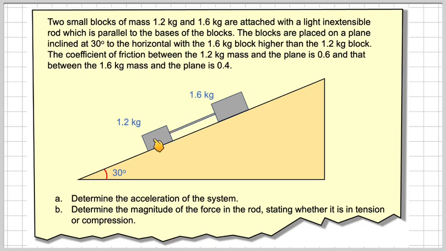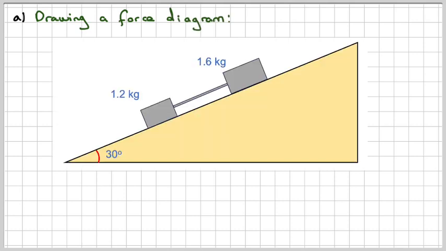Okay, so we're going to assume that the system will try to slide down the slope. So we're going to draw a force diagram, which is always a good step in a mechanics problem. Drawing the diagram, we have the weight of the 1.2 kilogram block, which is 1.2 g newtons. We have its normal reaction, which we're going to call R1. We have a tension in the rod acting up the slope, and we have a frictional force as it's tending to move downwards, which we'll call F1.